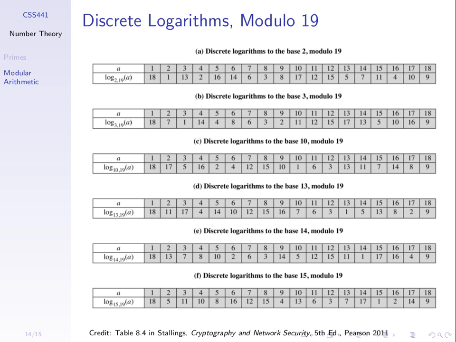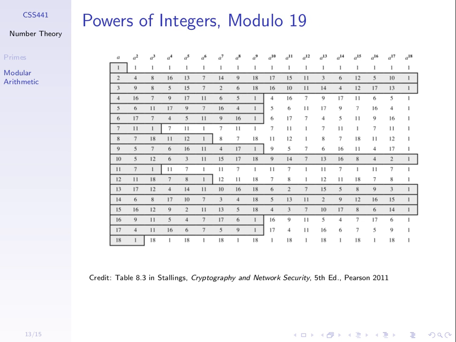And we can use that to find the discrete logarithm, so that's just a lookup. That grabs those 6 rows from that table.